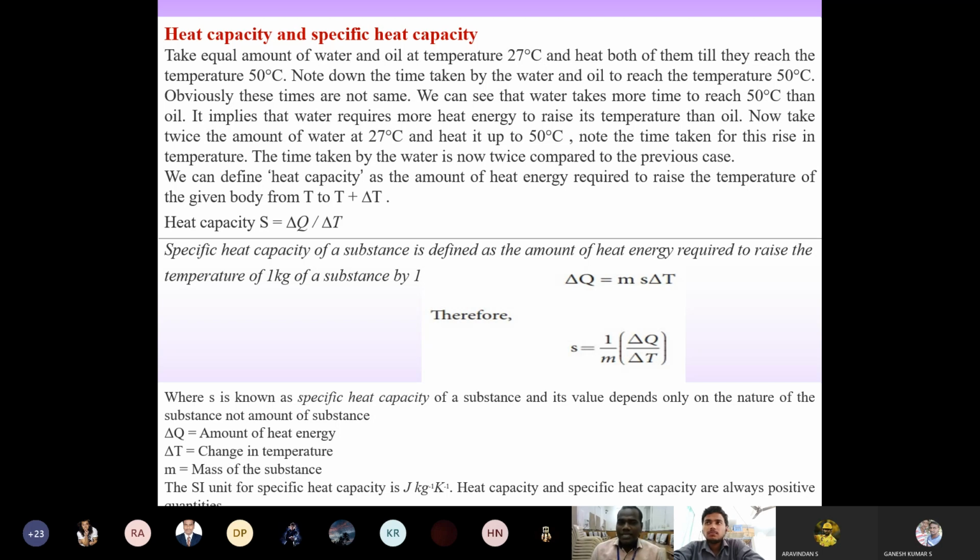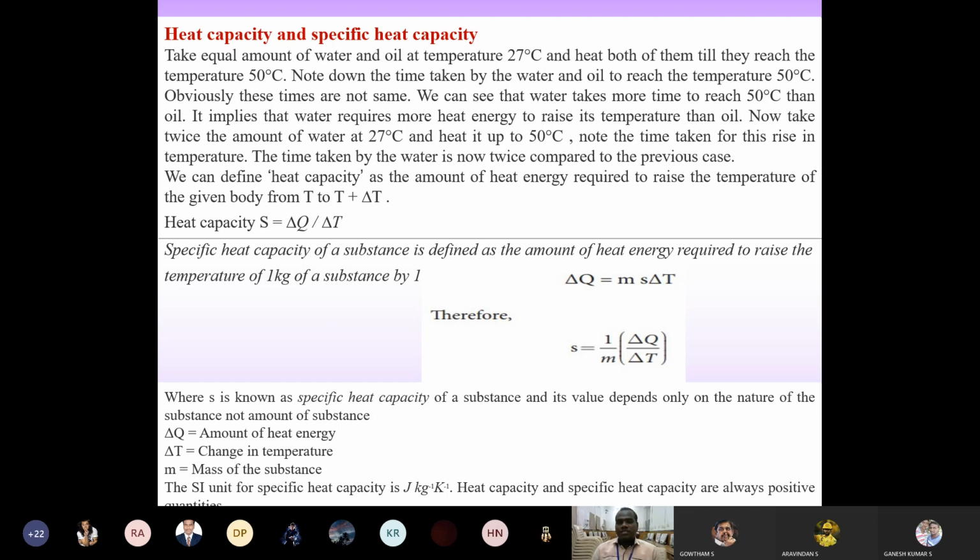Right? We know what is heat capacity. So if the heat capacity of 1 kg of substance to raise 1 Kelvin is measured, that is called specific heat capacity. Just you can note down the definition of specific heat capacity.